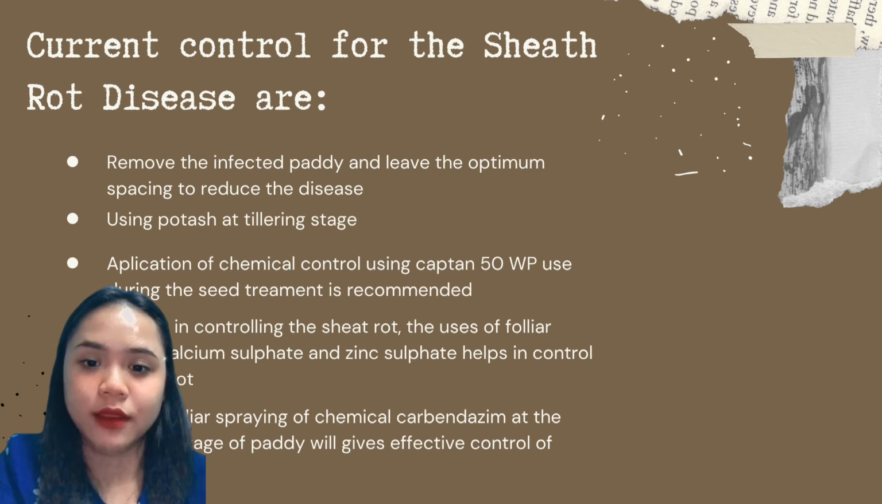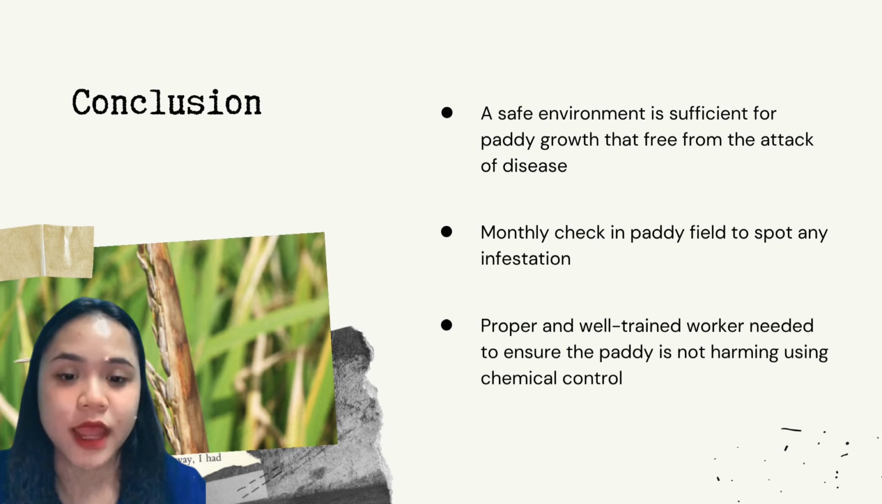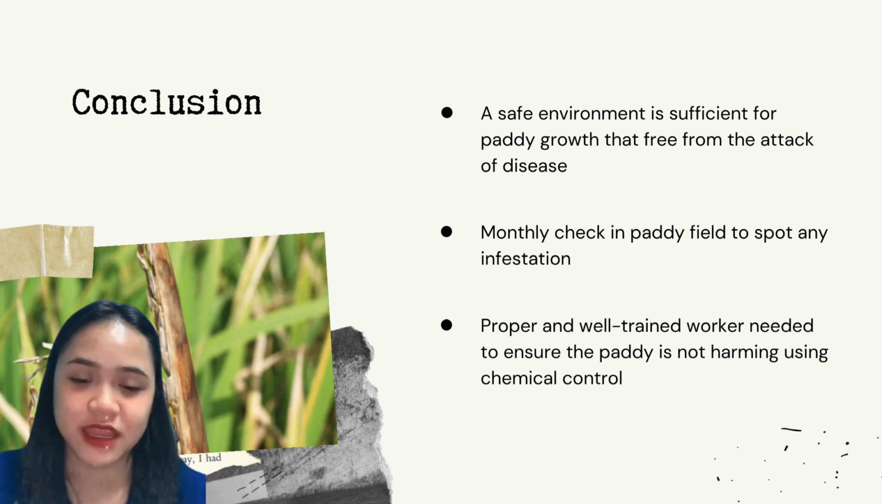It looks like I have come to the end of my presentation, and I hope I could convey the information on this major plantation disease in the paddy industry. It is crucial to always ensure a safe environment that is sufficient for paddy growth and free from the attack of the disease. Next, always do a monthly check on the paddy field to spot any infestation of Sheath Rot disease. Lastly, properly trained workers are needed to ensure the paddy is not harmed by the chemical control.